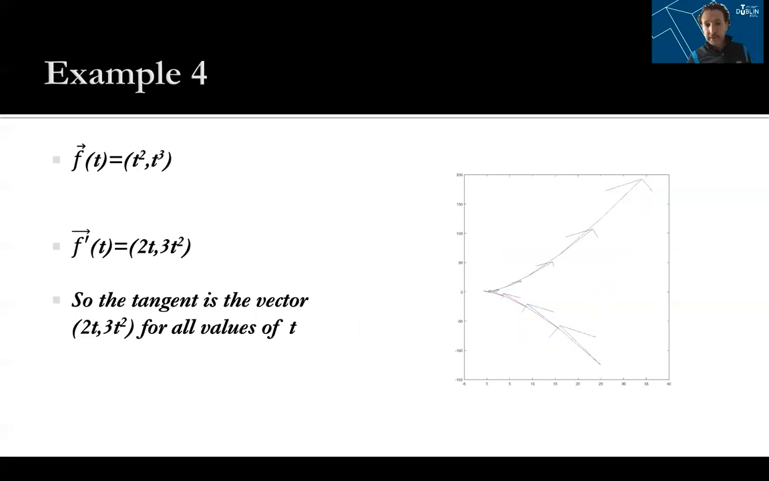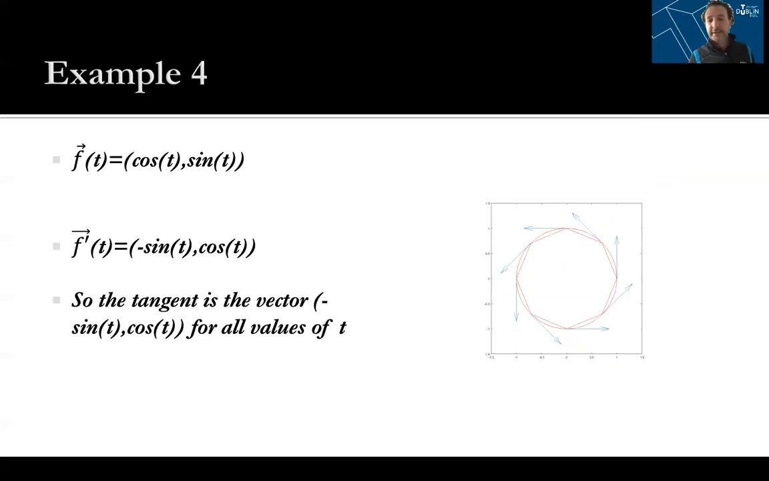Similarly for (t squared, t cubed). The derivative of t squared is 2t. The derivative of t cubed is 3t squared. And so you have this lovely graph. Let's start with a negative t. You start here and you work your way up. That's what the arrow is. Each of these, at each time point, is telling you the direction it will go next. That's what we have with a path. You know the direction it's going to head.